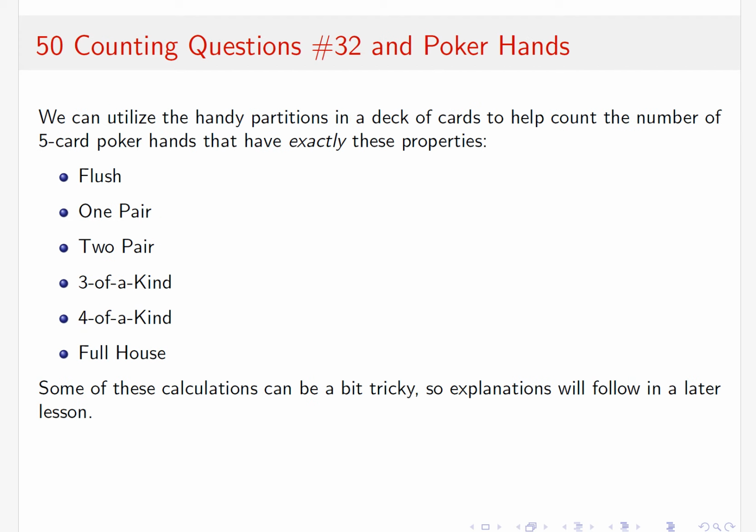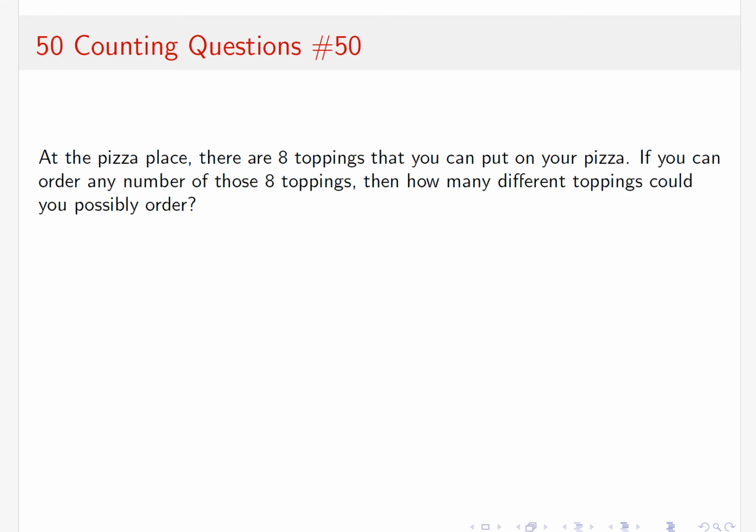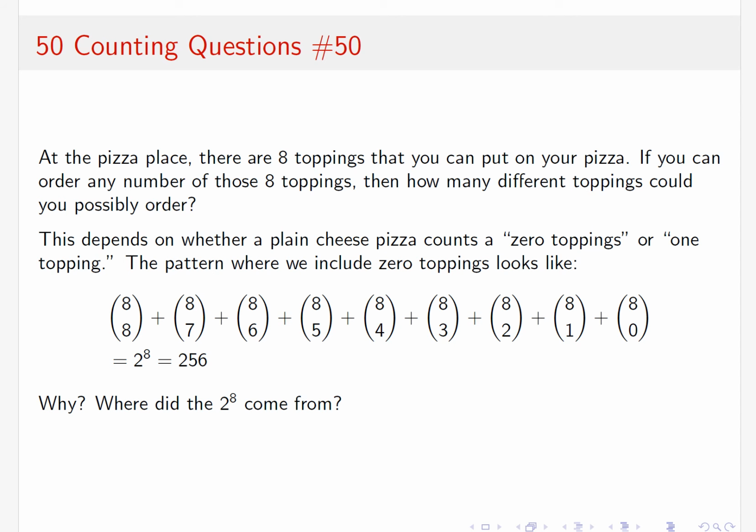So I'm going to jump on to the next one and mention that when it comes to partitions, poker hands is one of the best illustrations of how to use partitions, and some of those calculations can be a bit tricky, so that's going to follow along soon. At the pizza place, there are 8 toppings you can put on your pizza. If you can order any number of the 8 toppings, then how many different toppings could you possibly order?